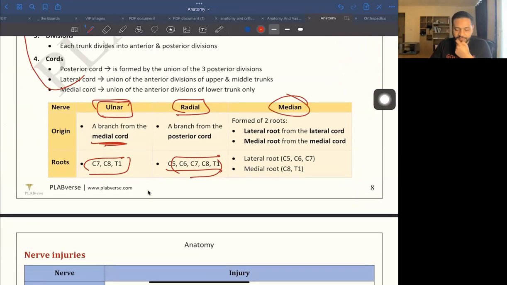The median nerve, where is it coming from? It's not from just one cord. So it's basically taken from the lateral cord and the medial cord. So again, it will take from all the roots, C5, 6, 7, 8, and T1. All right.